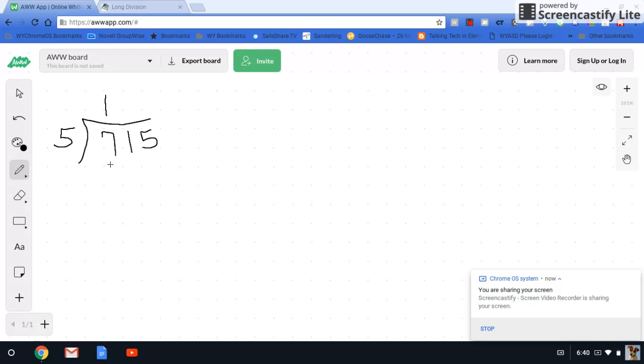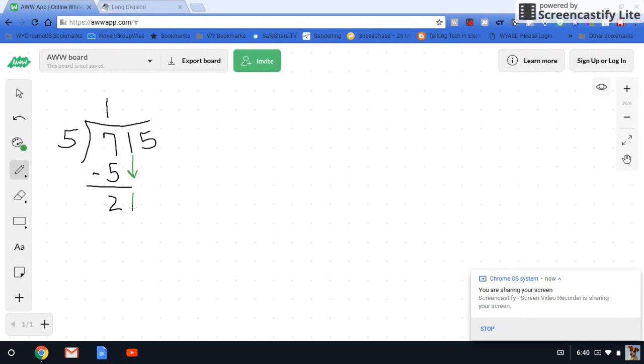1 times 5 is 5. Notice how I'm carefully aligning my numbers. 7 minus 5 is 2. I'm going to change my font color to green just to model the next step. I want to bring down that next digit, the 1.